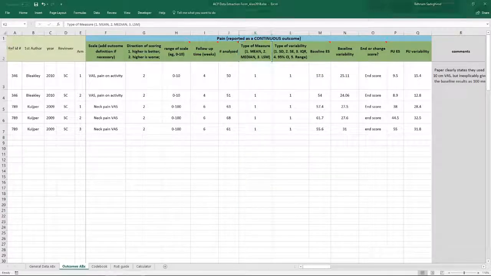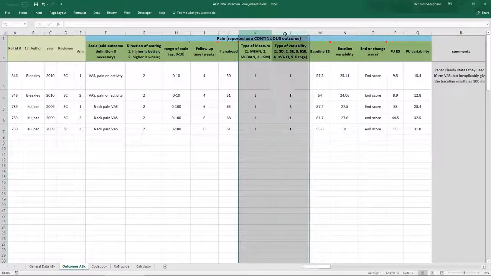Next, we have the baseline and follow-up scores. We first ask you to tell us what type of measure and variability are used. In the case of both our practice articles, pain was reported as mean and a standard deviation.